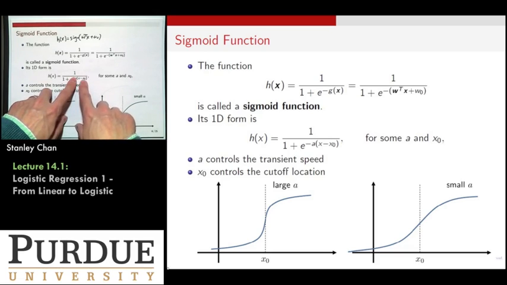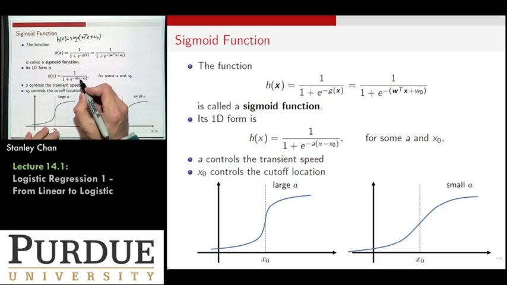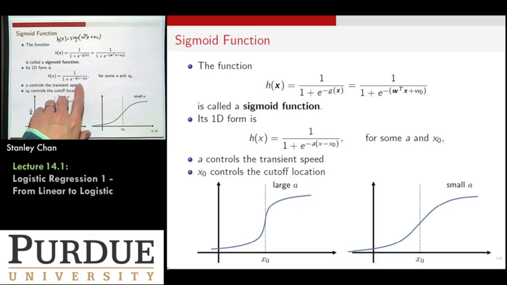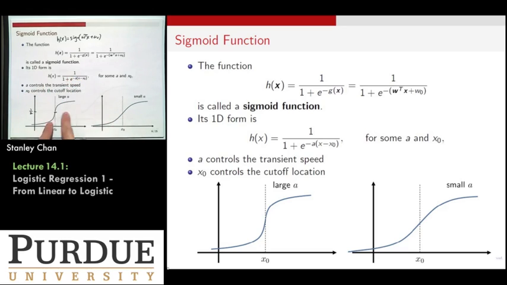And when x is equal to x0, then this expression is given by 1 over 2, because if you set x equal to x0, then here you get 0, so you have 1 plus 1, so you have 1 half. So this point corresponds to 1 half. Now, the role of this a is that it changes the slope, because if you make a big, then for a small perturbation of x, you're going to see the transient very, very rapidly. So that's why for the large a, you have this curve, for the small a, you have this curve.